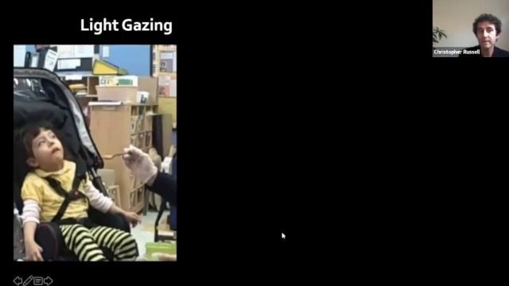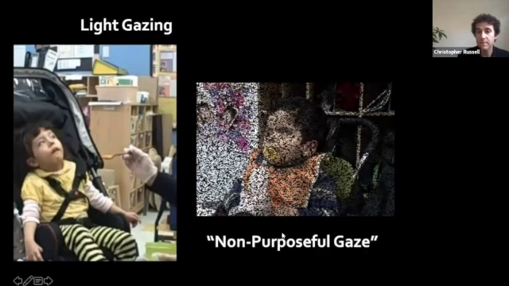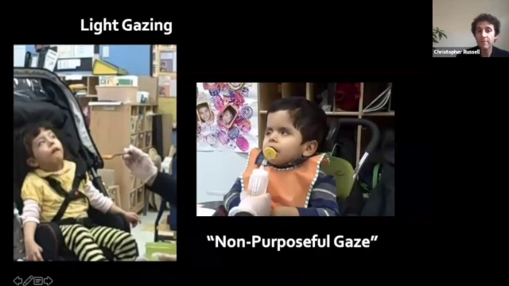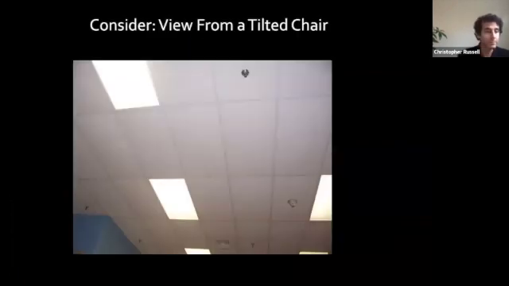Okay, light gazing, non-purposeful gaze, right? Sort of looking off or not looking at something does serve a purpose. Also consider that kids who are in Rifton chairs or adapted wheelchairs that are tilted up because they have low neck or muscle tone may just be staring at lights all day because that's the position that their chair is in. If you were in that position and you had an attraction to lights, you'd probably be staring at lights all day too. So be considerate of the position that kids are placed in.